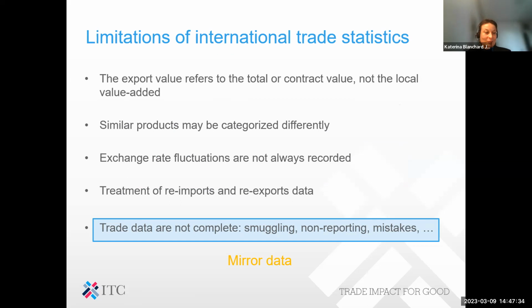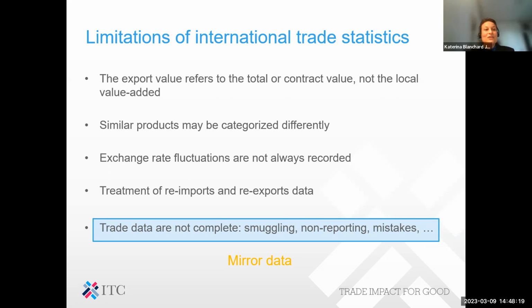But obviously, any database of the international trade in goods would have limitations. These limitations would relate to the following factors. First, the export value refers to the total trade or contract value, not the local value added. It can also happen that besides the use of the harmonized system, some reporters can categorize similar products differently. Also, the exchange rate fluctuations are sometimes recorded differently.